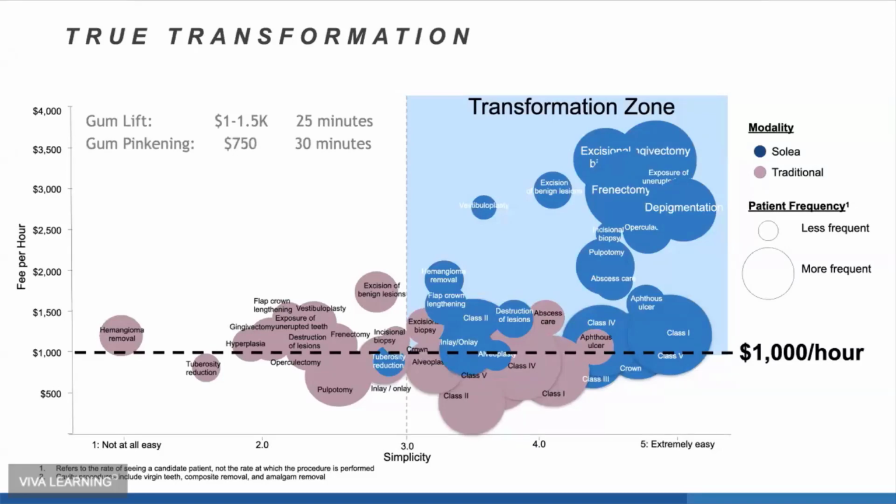Gum pinkening, I don't charge a lot for that right now, but it takes about 30 minutes, and it's becoming more and more popular in my practice. The more patients that have had it, the more they're talking about it, and more people are asking for it. Fibromas, those are super fast. I mean, you saw the one that got numb. That thing was done in like 20 seconds. They're very profitable procedures.